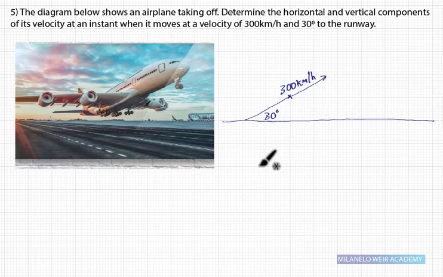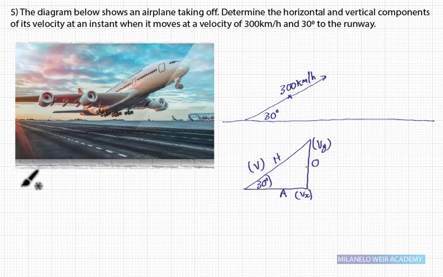So what is the triangle we are using, guys? The angle is 30 degrees. We have the hypotenuse, the opposite, and the adjacent. The adjacent here is x, so we call it vx because it is the velocity. Then the opposite is vy.